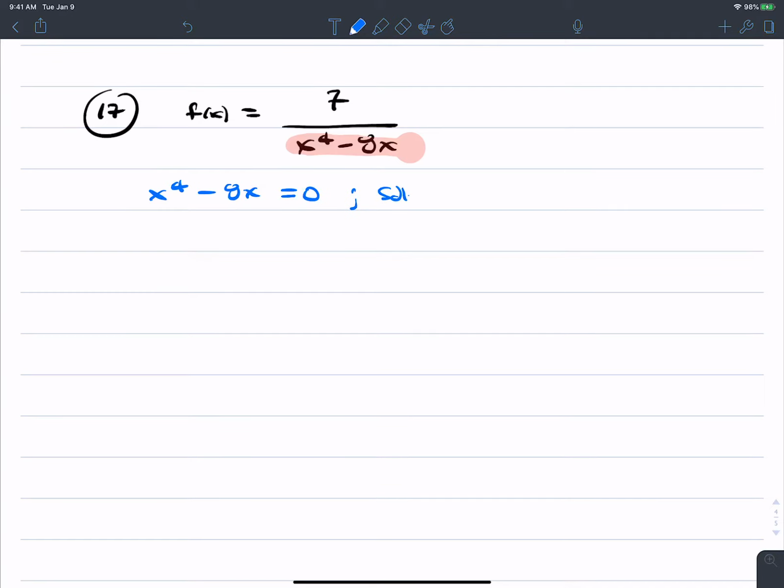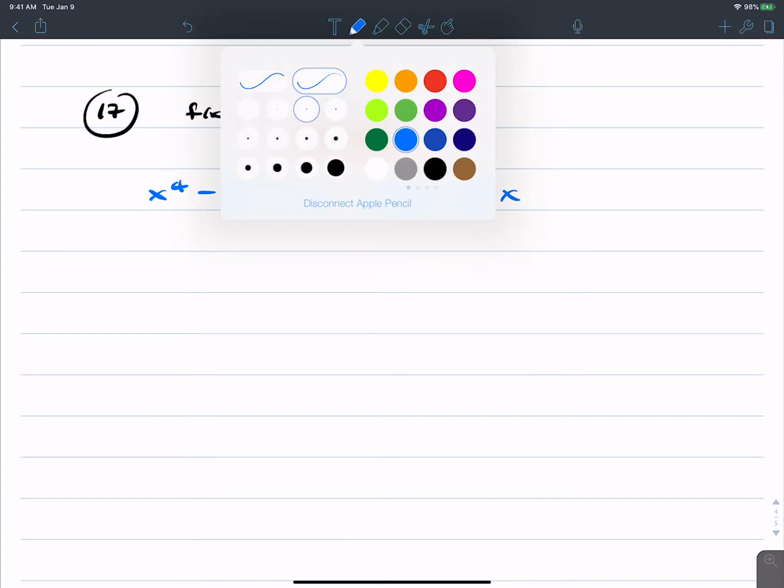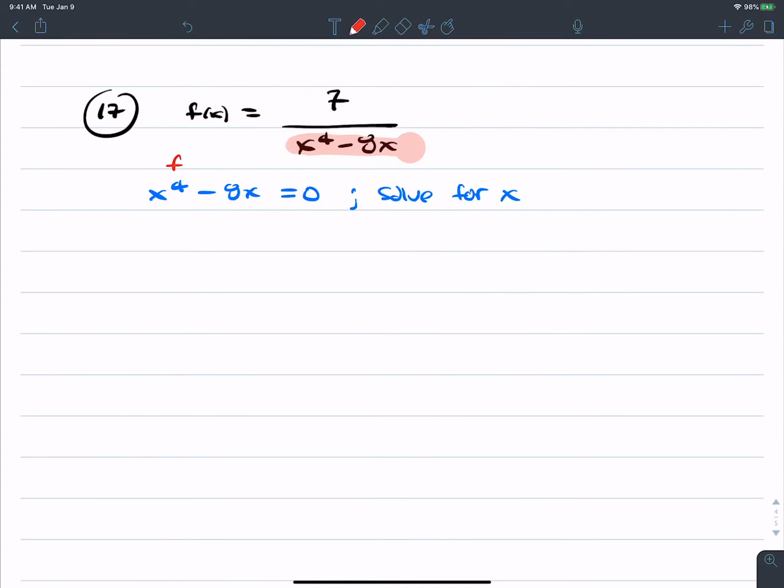And we solve for x. So we're going to factor here. What we mean by factor is we have to factor out the greatest common factor. The greatest common factor of the two terms here, x to the 4th and 8x, is simply x. We're now left with x cubed minus 8 equal to 0 as a quotient.